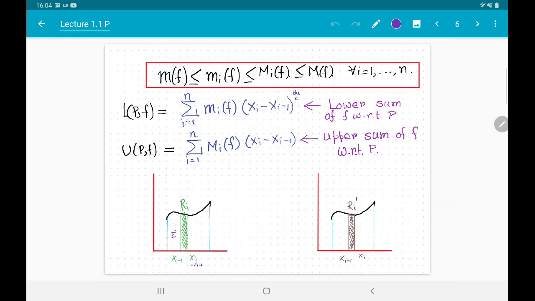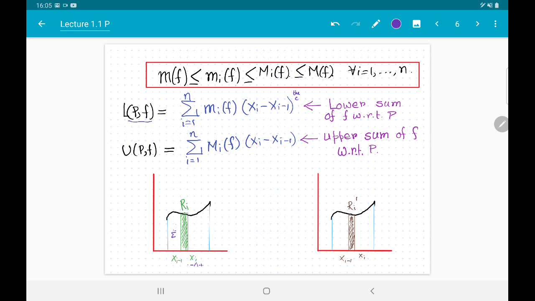So what we have proved up till now is that small mf is less than or equal to small mif, which is less than or equal to big MIF, which is less than or equal to big MF, and this is true for all i. Now we wanted to create two networks of rectangles, a network of bigger rectangles inside which our region would be inscribed, and another network of smaller rectangles which will be contained inside our region.